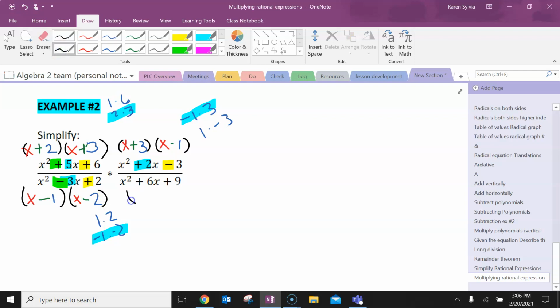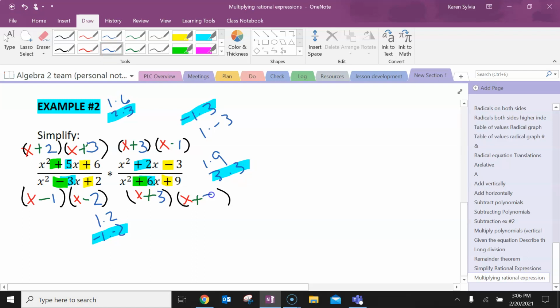And the very last one, I'm going to have, again, an x and an x. The signs will be the same. The sign of b will tell me what they are, and in this case they're both going to be positive. And then my factors that multiply to 9 are 1 times 9 and 3 times 3. The pair that add to the middle to get 6 would be 3 and 3. So those are my factors.